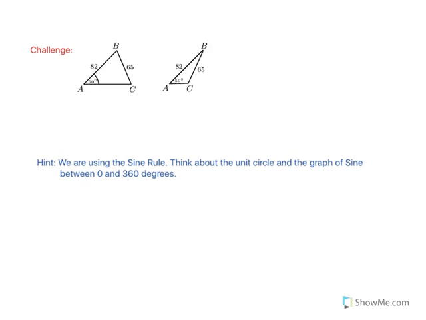And finally, as a challenge, I want you to take a look at these two triangles. Use the sine rule to find angle C. I can't wait for your questions tomorrow. Bring them to class. And remember the hint. We are using the sine rule, so think about the unit circle and the graph of sine between 0 and 360 degrees. Wonderful. Get excited to examine the ambiguous case.